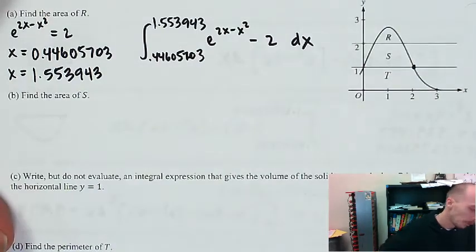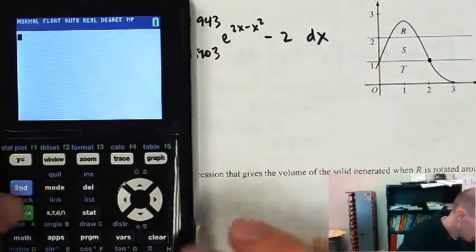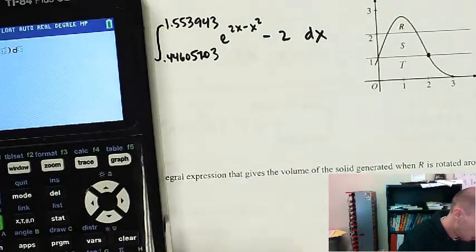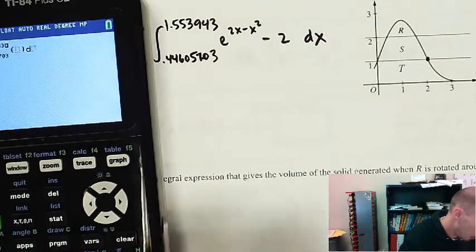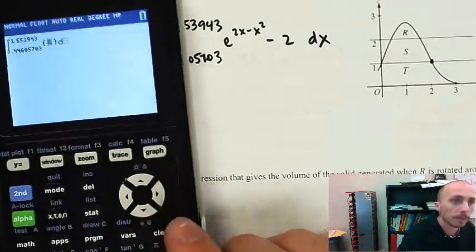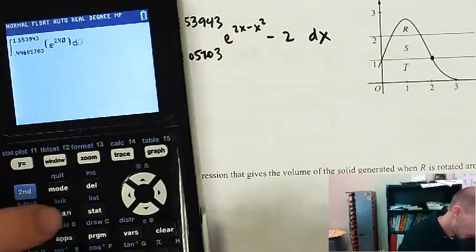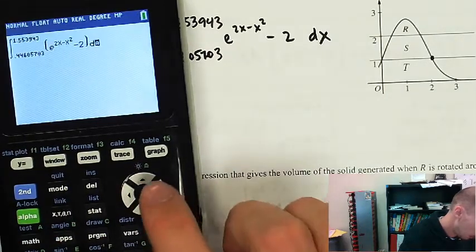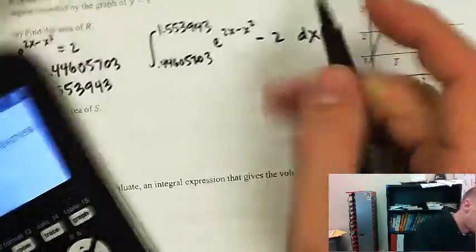So maybe I will actually compute that one. Math 9 from 0.446057003 to 1.553943 of e to the 2x minus x squared minus 2. I get 0.514.